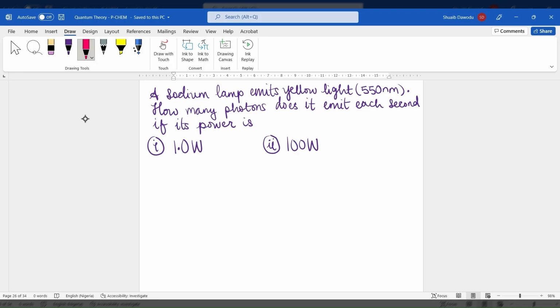So today we're going to be working on the question on the screen that says a sodium lamp emits yellow light at 550 nanometers. So that's the wavelength. How many photons does it emit each second if its power is 1.0 watts, as well as if its power is 100 watts?